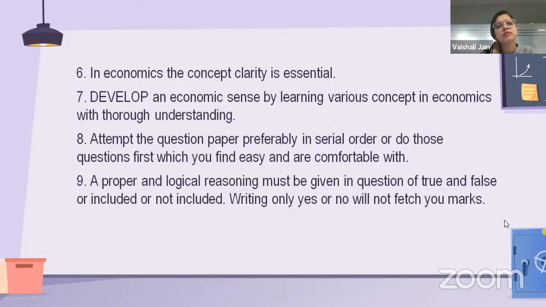Attempt the question paper. I guess we all know that as teachers, we always prefer the child to attempt the paper in serial order if possible. It is not mandatory, it is not compulsory, but yes, we do always expect the child to attempt the paper in a series, either backwards or from the front. So ask your child to try. Mind my words, it is not compulsory to attempt the paper in serial order, but we prefer it, or otherwise whichever questions you find easy, start with those.